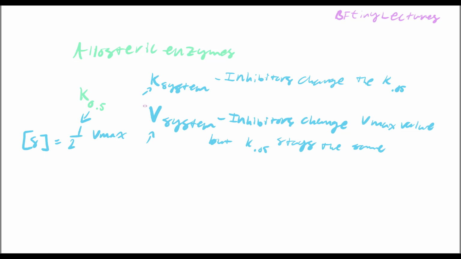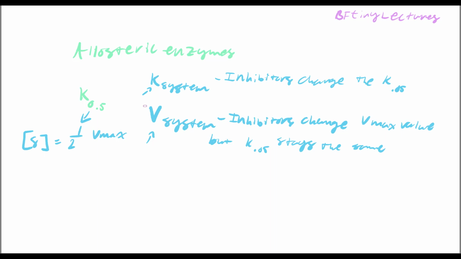So on the exam, if you have a question that says, in a K system, what value changes? You would say, okay, well, at half the maximum velocity, the K system will have a change within the substrate concentration. If on the exam they ask you, okay, well, what changes in a V system? Okay, well, the velocity changes, while the K0.5 stays the same.